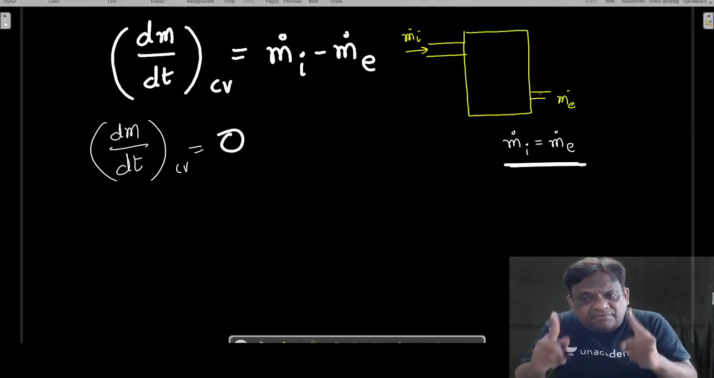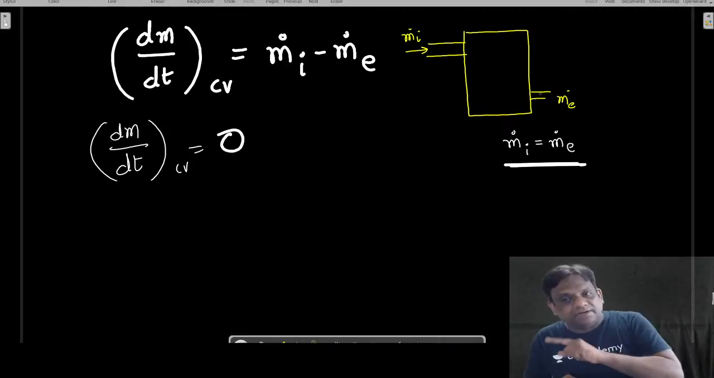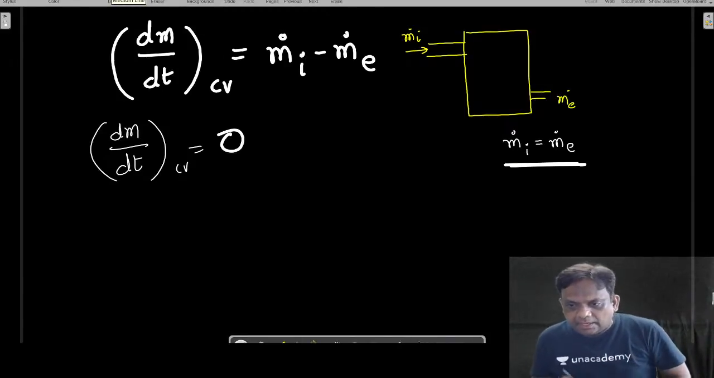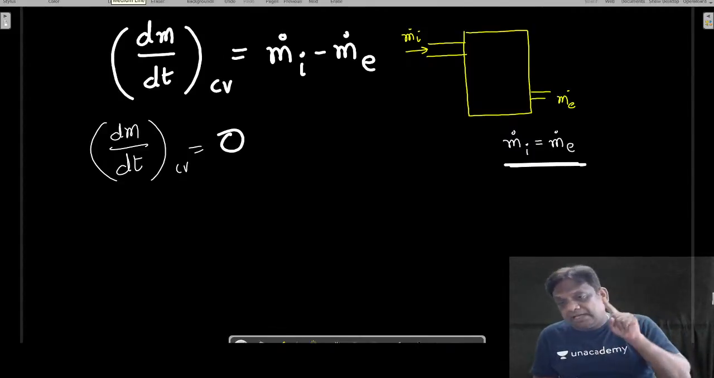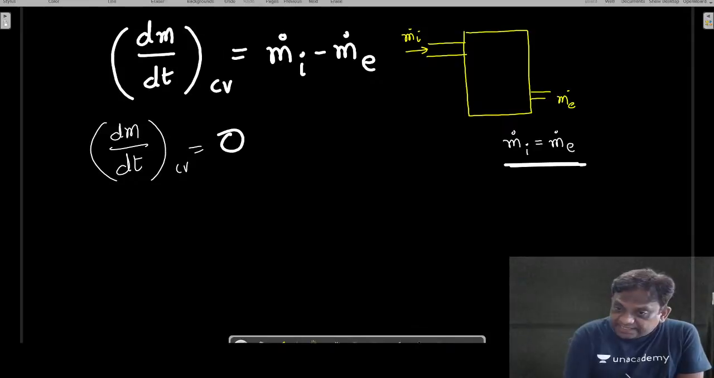Just by looking at mass conservation, don't say it is steady flow. Mass entering is equal to mass leaving. No, my dear students. Both energy conservation and mass conservation should take place. Wonderful. So now let us integrate this.